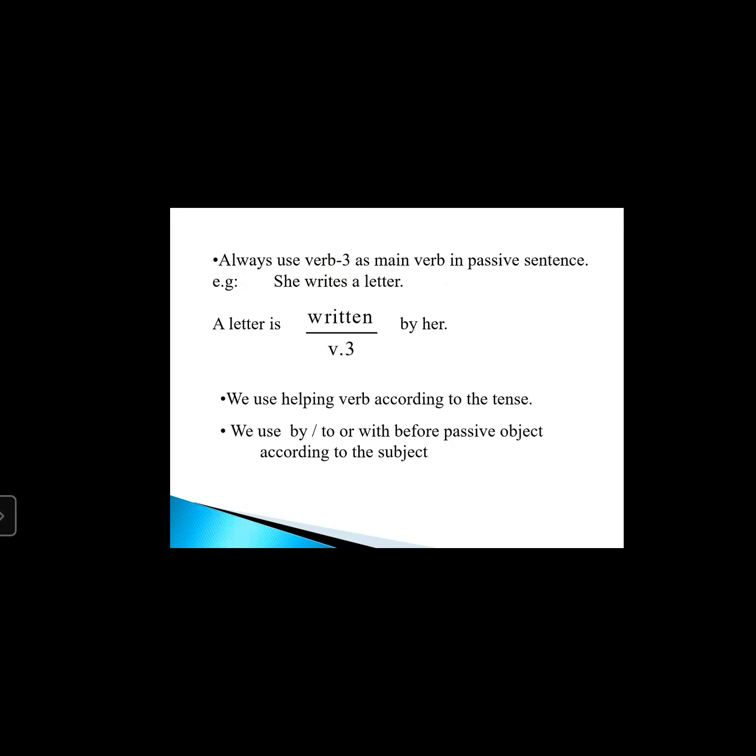Okay. So, later here, always use verb 3 as the main verb in a passive sentence. In active sentences, we have different verb forms in different tenses, but in passive, your verb form will be the same, and that is the past participle, the third form of the verb. She writes a letter: writes will directly become written, and we use a helping verb according to the tense. Different tenses have different helping verbs. They start from is, am, are, was, were, have been, has been, had been, will be, and will have been. And we use by, to, or with before the passive object according to the subject.